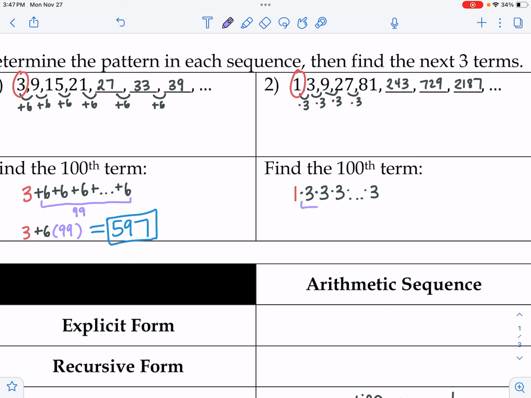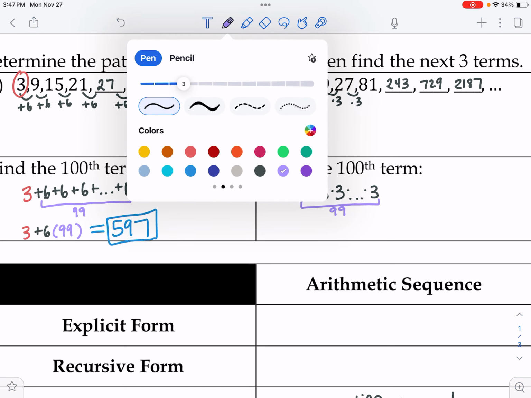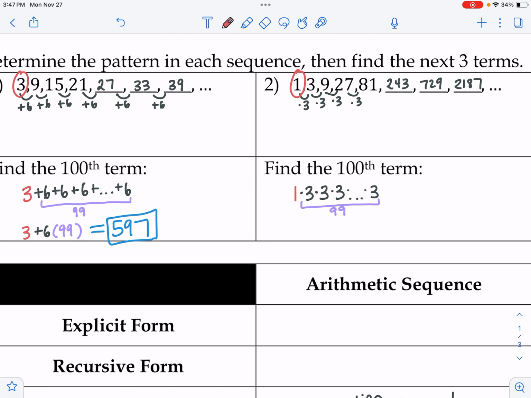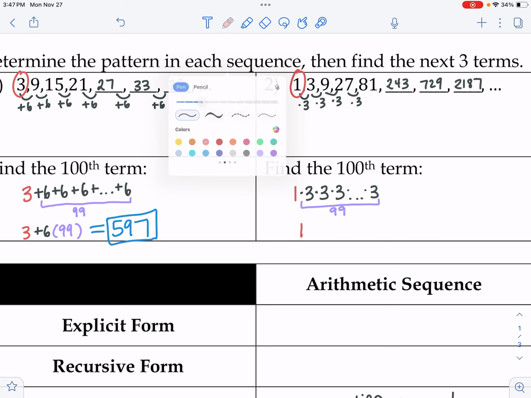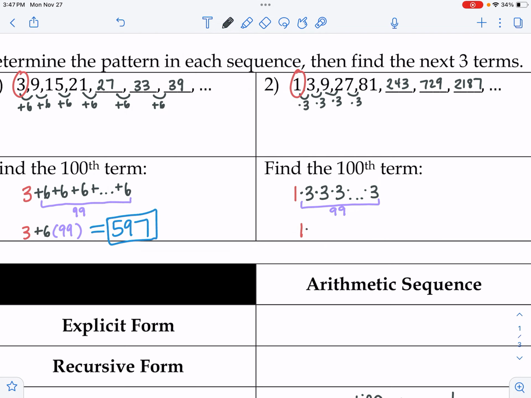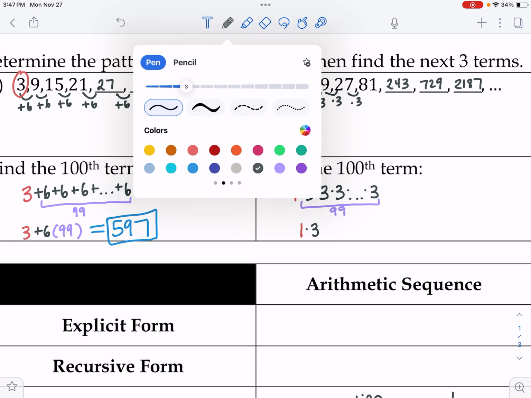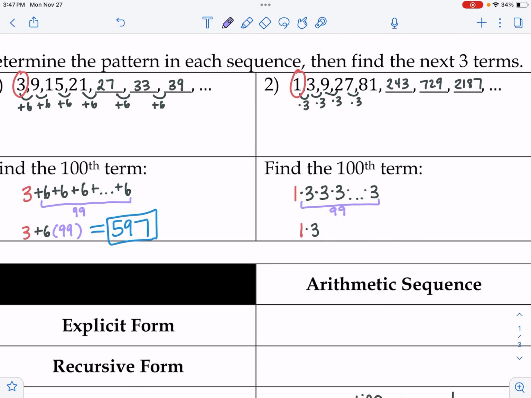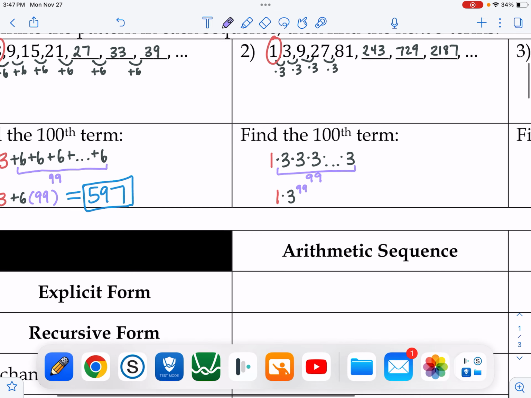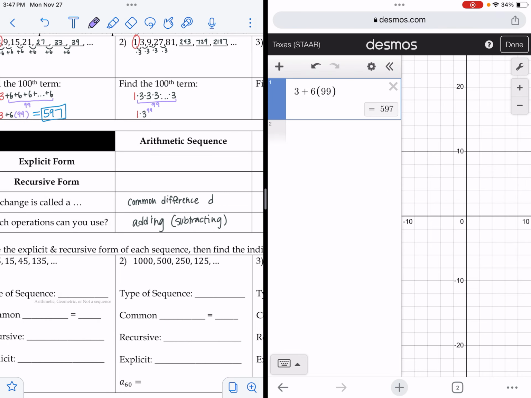Okay, and so of course we don't want to type times 3 99 times. So when you have repeated multiplication, that turns into an exponent. And so that would be 1 times 3 raised to the 99th power. Okay, and then when you type that into Desmos, that's actually a really, really large number. These grow very quickly with exponents.